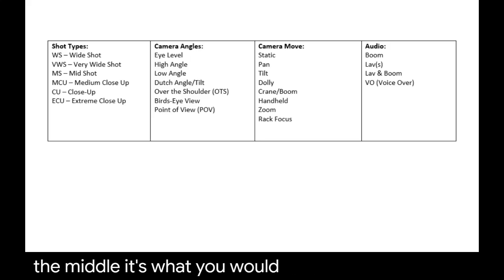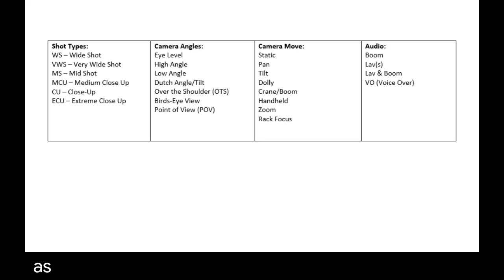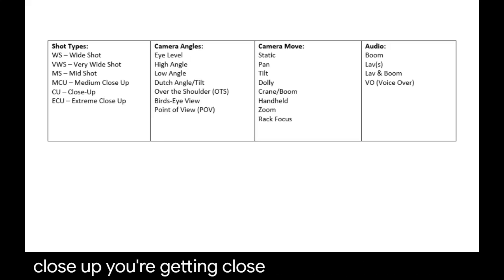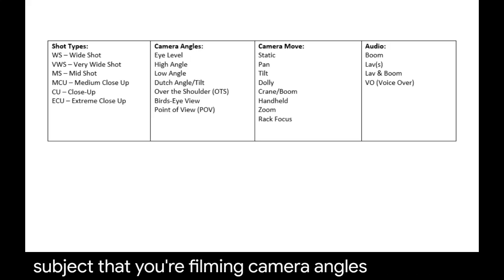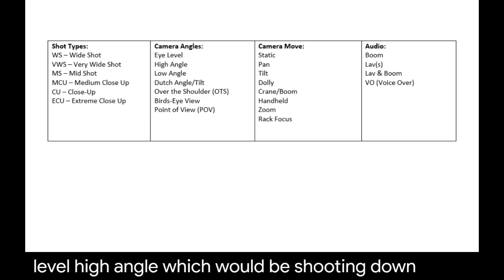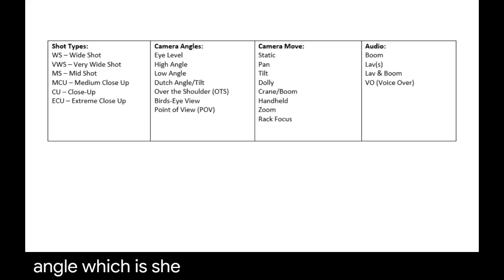It's what you would typically see. And then as you get medium close up and extreme close up, you're getting closer and closer to the subject that you're filming. Camera angles are at eye level, high angle, which would be shooting down, low angle, which is shooting up. And then there are all different kinds of camera angles, but those are the primary ones that we use for news: the eye level, high angle, and low angle.